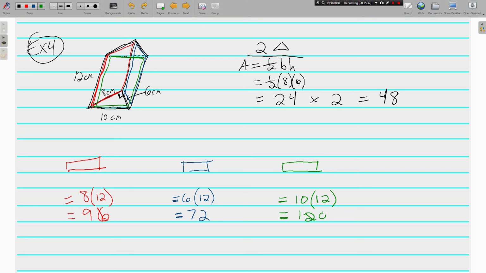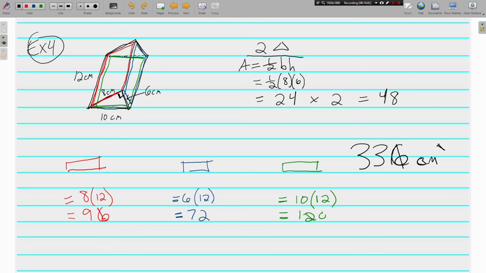And again, we need to combine them. 48 plus 96 plus 72 plus 120 gives us a total surface area of 336 square centimeters.